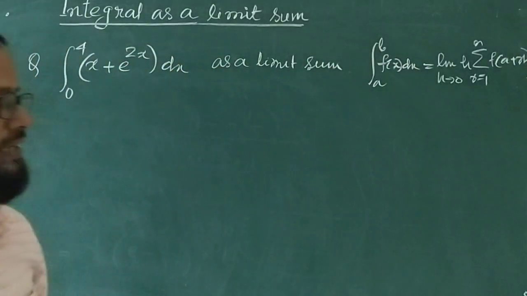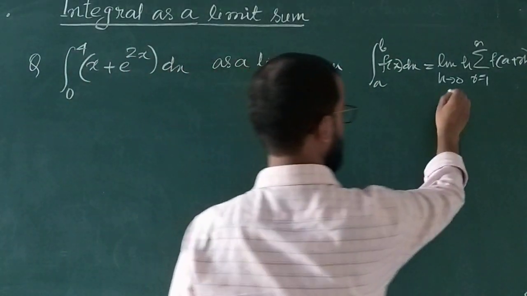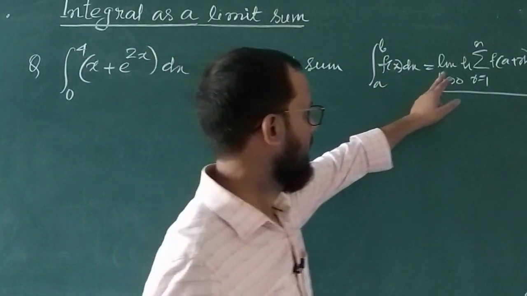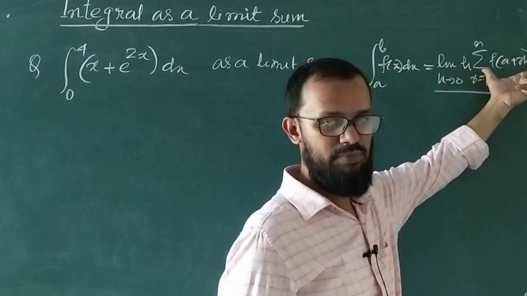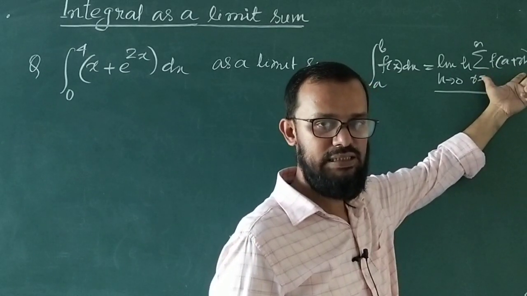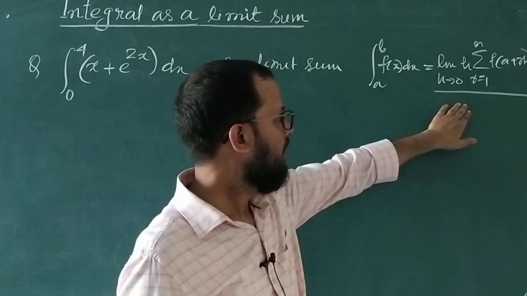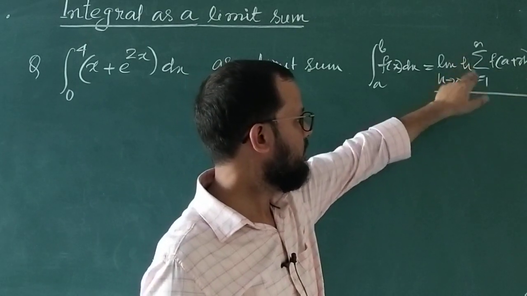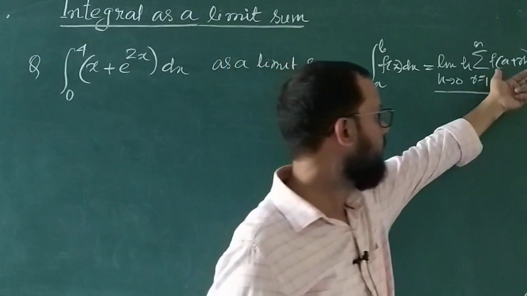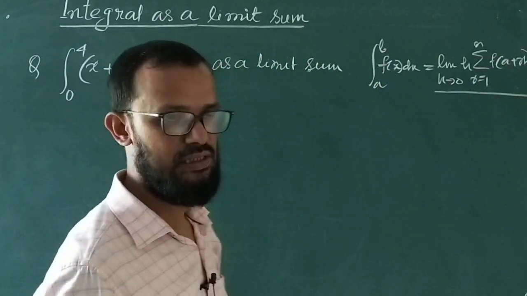This is the formula. Here, integration a to b f(x) dx is called the integral as a limit of that particular sum. Since the summation form is there, it is called the integral as a limit of a sum. So the formula is the limit h tends to 0, h into summation r equal to 1 up to n f of a plus rh. The most important thing is f of a plus rh.